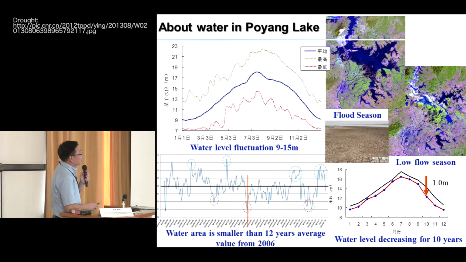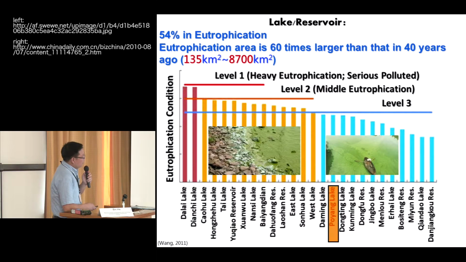About the water in Poyang Lake, you can see the average, highest and lowest water levels, around 9 to 15 meters. It's a very unique characteristic in China. After the flood season and the high flooding season, the lake area changes a lot. This shows the water quality and eutrophication condition in China. We can see in Poyang Lake the eutrophication level is also high. That's why we have to put effort into protecting the water quality in Poyang Lake.